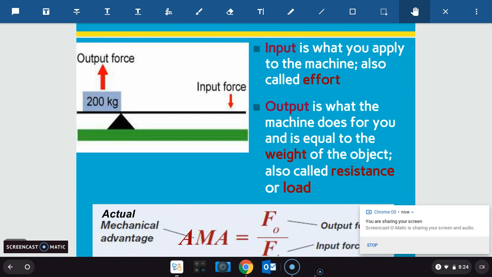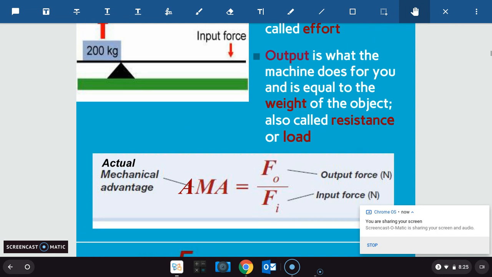Some really important definitions on this page. Input, sometimes called effort, is what you put into the machine or what the person applies. And that's a force. It can also be a distance, depending on what machine you're using, but input is always you or wherever the person would be. Output is what the machine does. It's the weight of the object you're moving. It is the resistance or the load, which are some other words that would be used for the output.